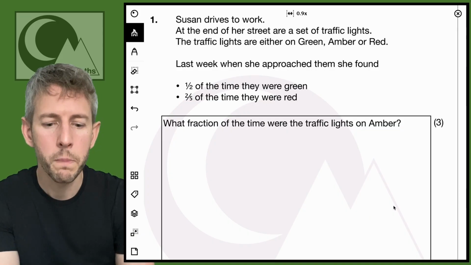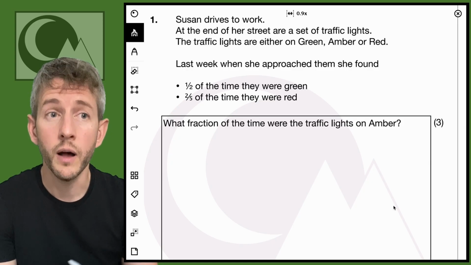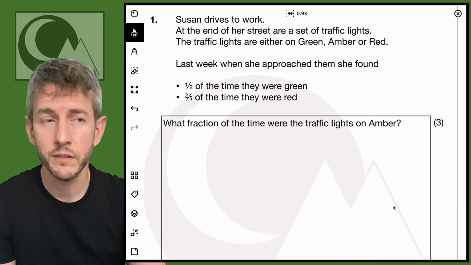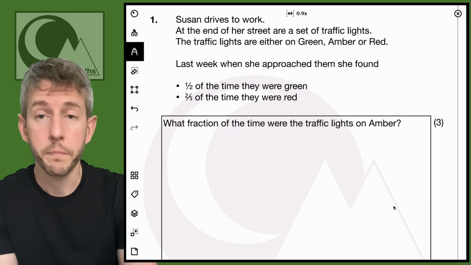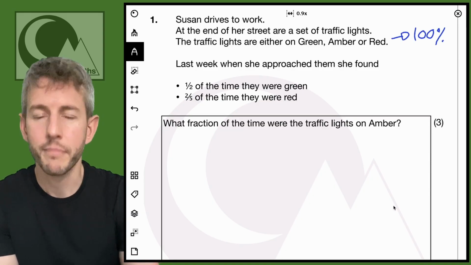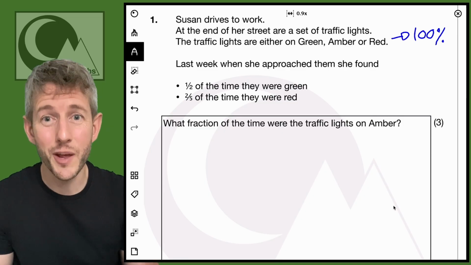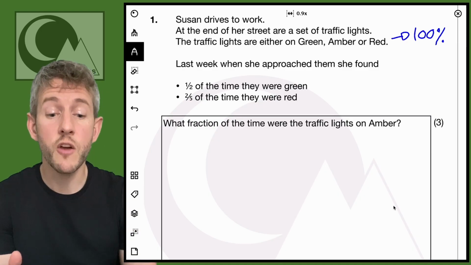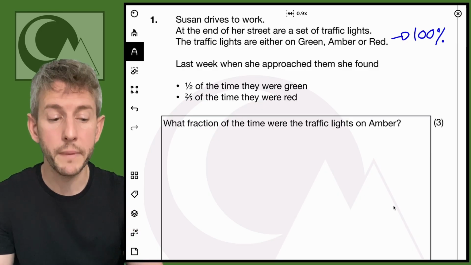Okay, right. So there's only 3 things that can be happening in this situation, which are the traffic lights are on green, they're on amber, and they're on red. So what we know is that 100% of the time they are on one of these 3 things. Okay, so this is actually a probability question, really. So we're looking at for the probability that they are going to be on amber.